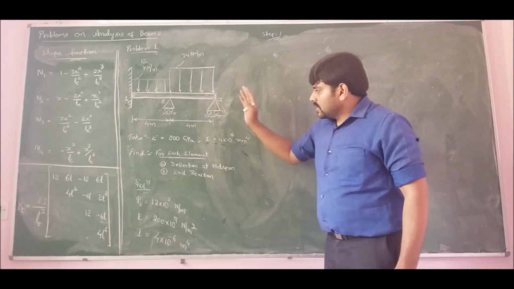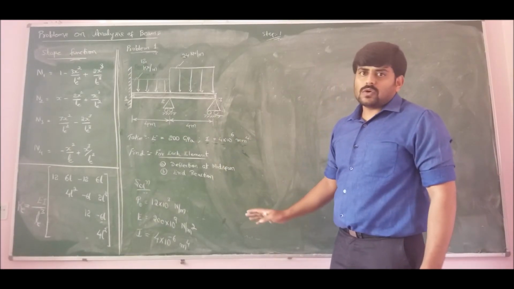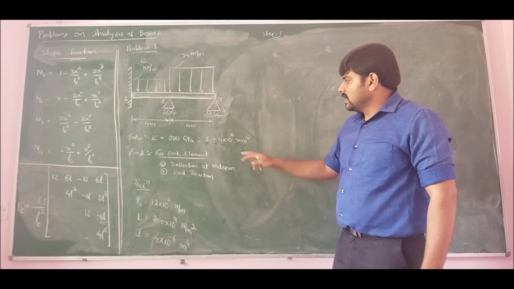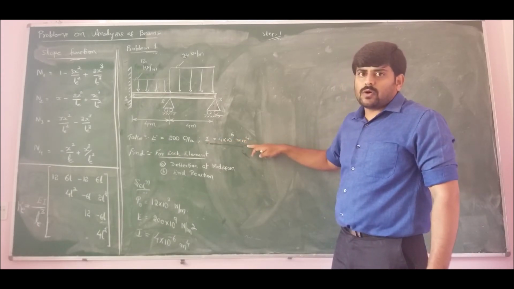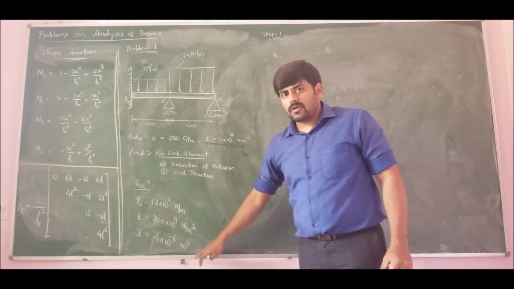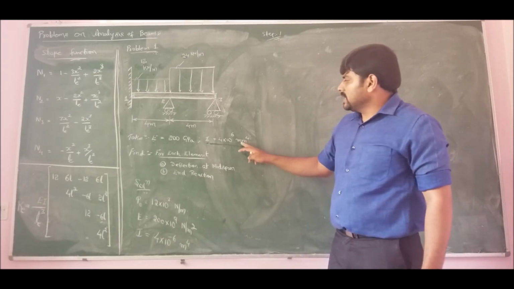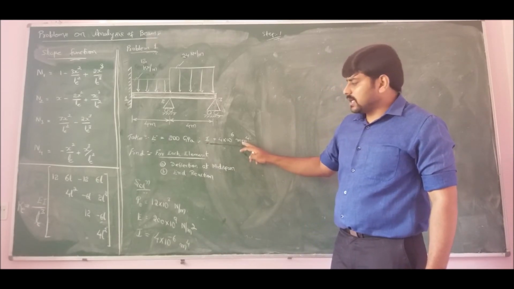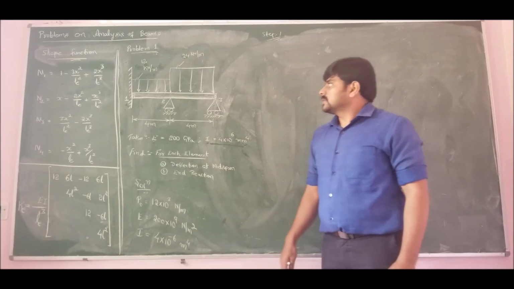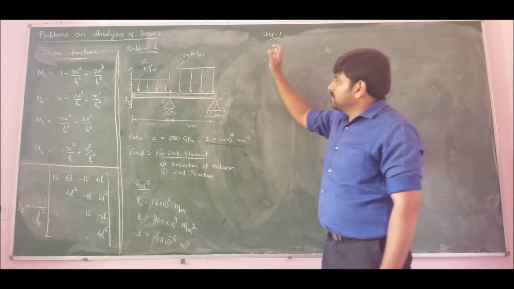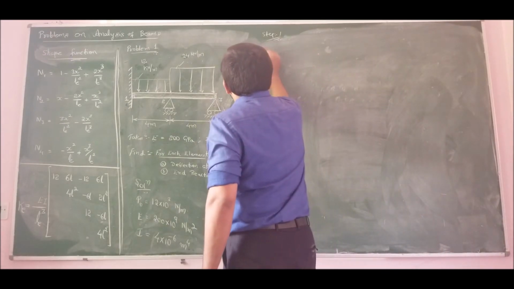Now let us use constant units for forces and also for the lengths. Only the area moment of inertia is given in millimeter to the power 4. Let us convert it into meters to the power of 4 by multiplying by 10 to the power of minus 12. So I will get 4 into 10 to the power of minus 6 meters to the power of 4. Now the first step is the finite element model.